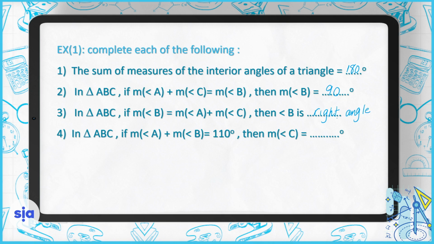Question 4. In triangle ABC, if the measure of angle A plus the measure of angle B is 110 degrees, then the measure of angle C is what? We know that the sum of the three angles in a triangle is 180, so the measure of angle C is 180 minus the sum of the other two, which is 70 degrees.